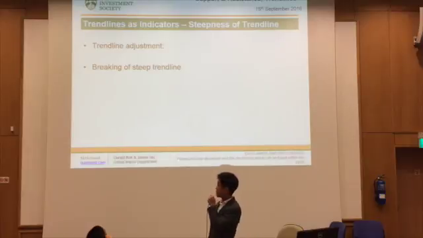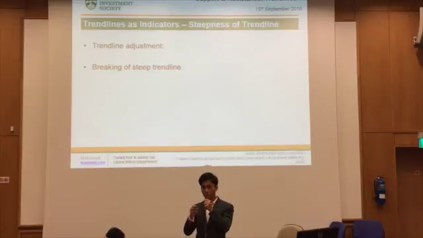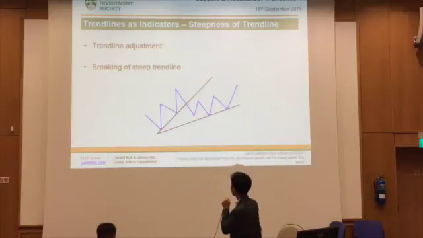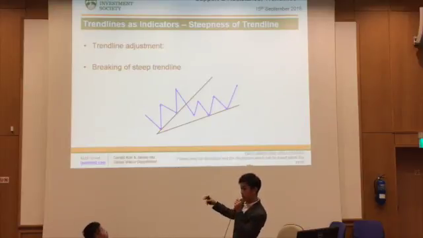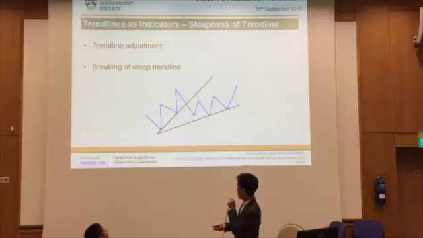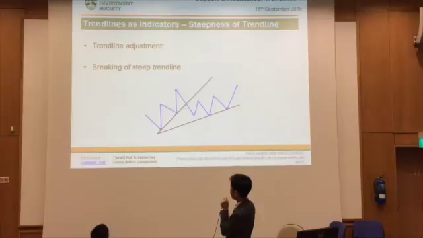Okay, and then we have trend line adjustment. The price might be moving in a certain trend, but then the steepness adjusts. In this example, on the left, the price is moving at a steeper rate. Because it's unsustainable, it moves to the lower trend line here. So this is the breaking of a steep trend line. This is the initial steep one, and now we have a flatter trend line.